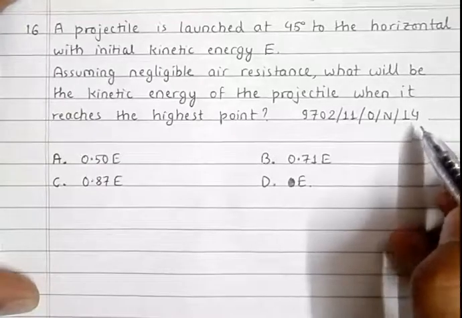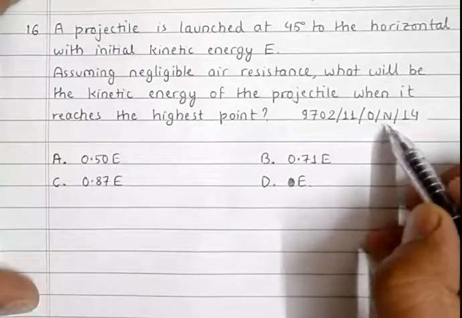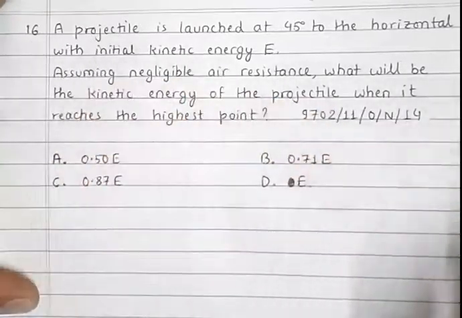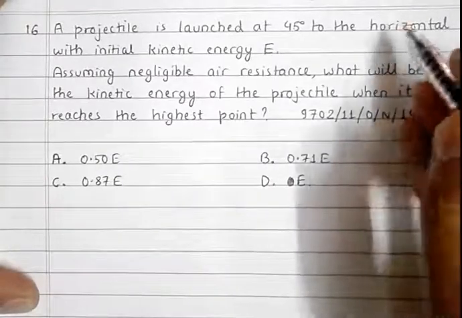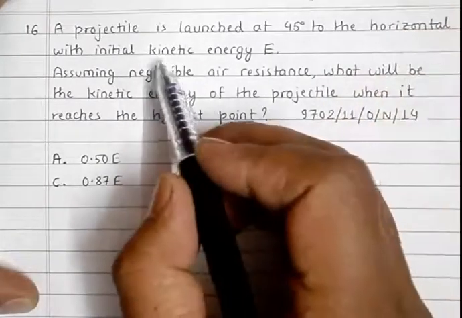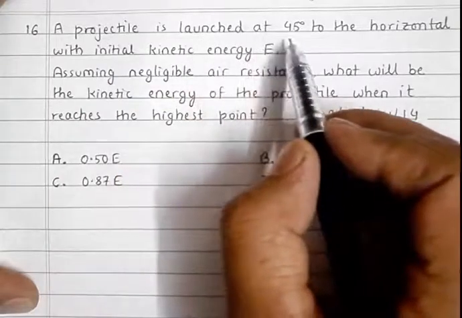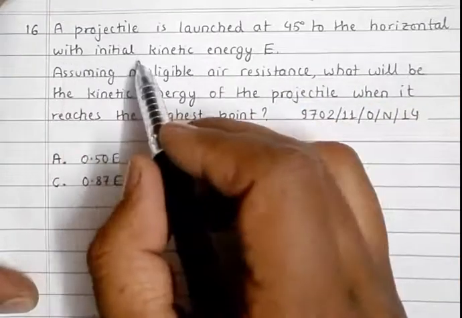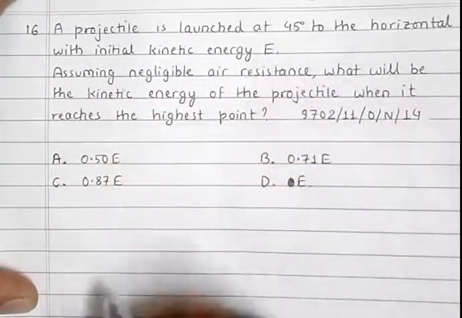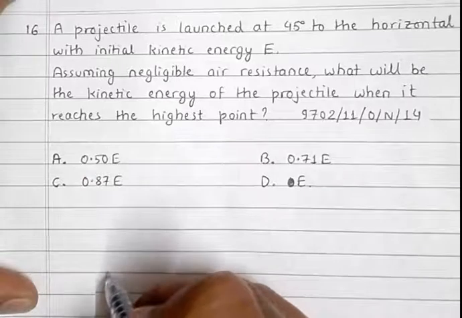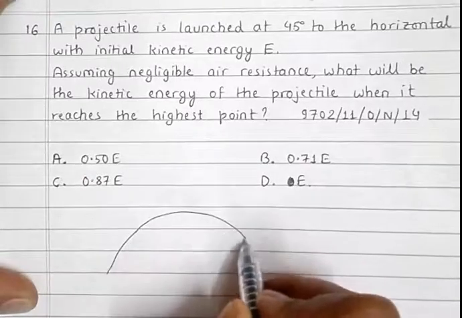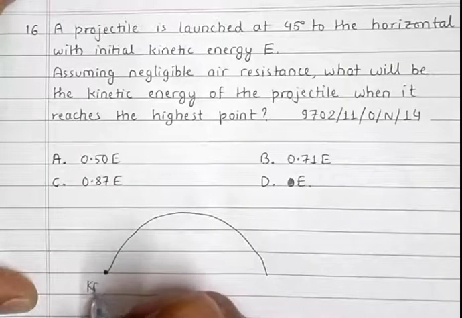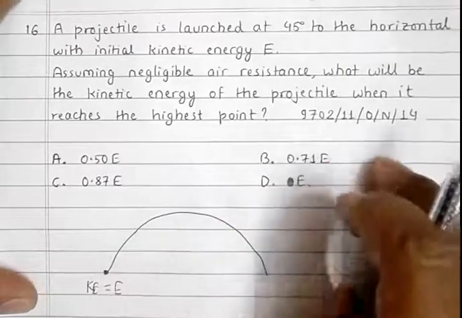This is the question of 2014 October-November paper 1-1 and the question number is 16. So this time I have done it in my handwriting. It says a projectile is launched at 45 degrees to the horizontal as shown here with the initial kinetic energy E. So that means when the projectile was launched like this, the energy that it possessed here, the KE, was equal to E.